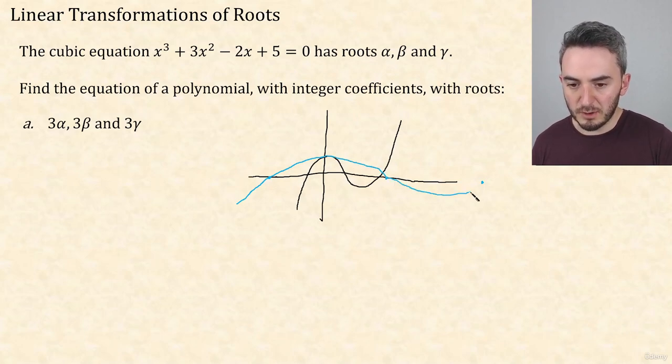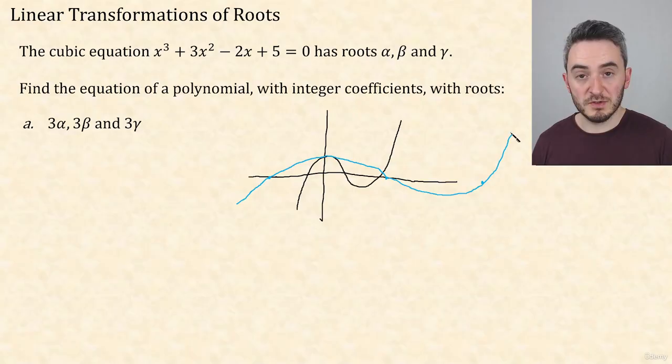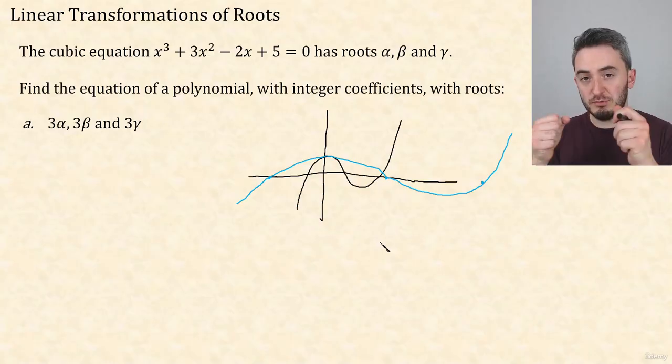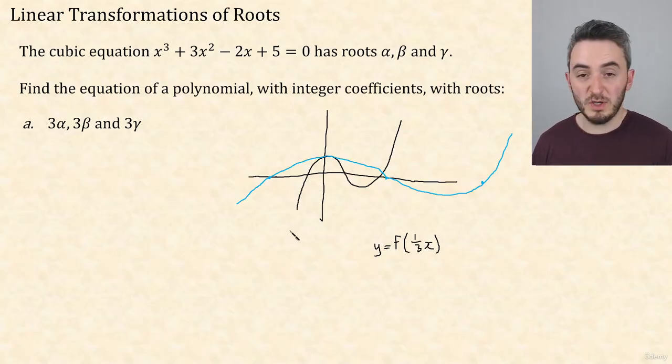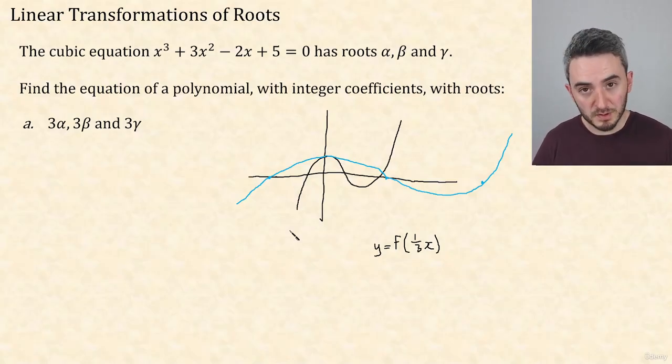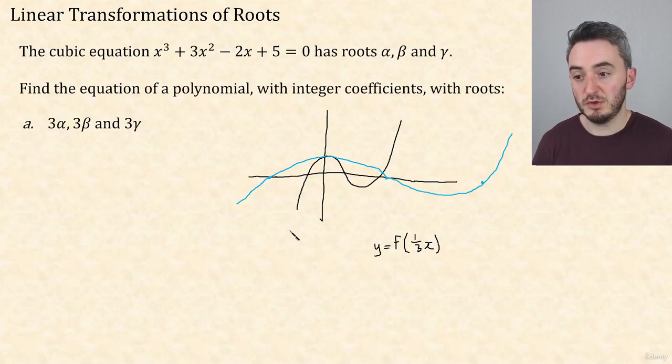And we know the rules about what sort of transformation does that. Thinking about our f of x transformation, a stretch with a scale factor 3 would simply be y equals f of a third x. So what I could simply do is substitute in a third x instead of x, and that would do it. I might have to multiply up by some constant in order to ensure I've got integer coefficients, but that's basically it.